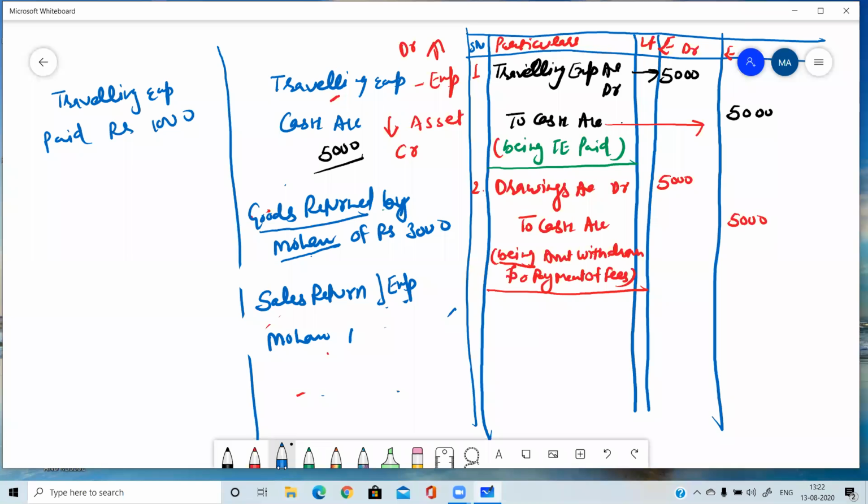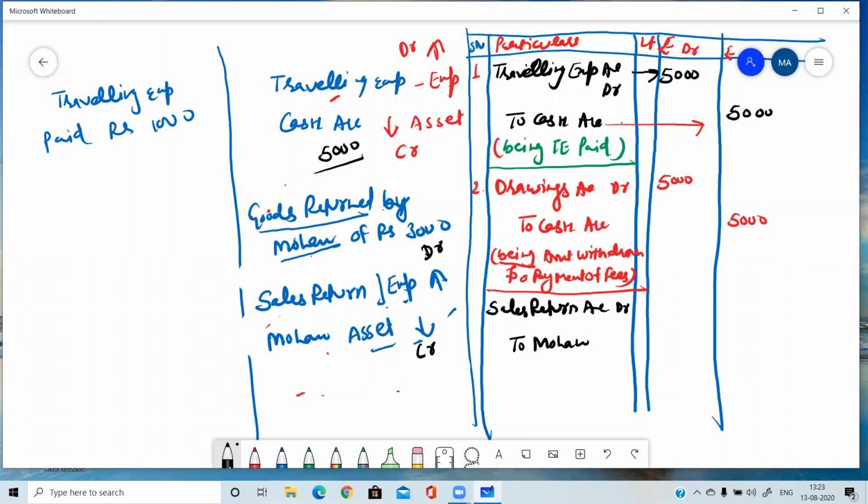Here Mohan is our debtor, and a debtor is an asset. So expense is increasing and asset is decreasing, because Mohan has returned some of the goods. So in future his account is reduced. It means the asset is decreased. When expenses are increased, they are debited, and when an asset is decreased, it is credited. The journal entry will be: sales return account debit to Mohan, because Mohan is an asset.